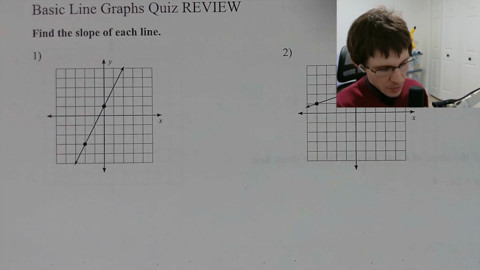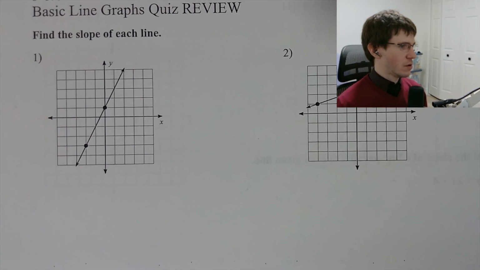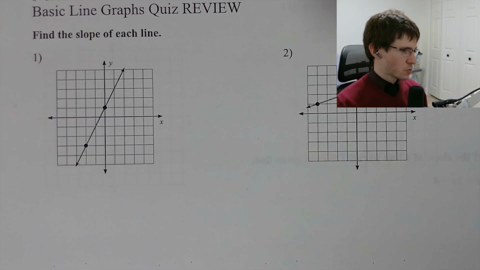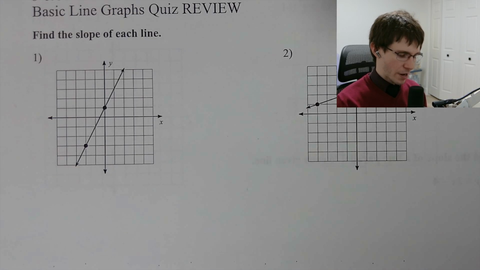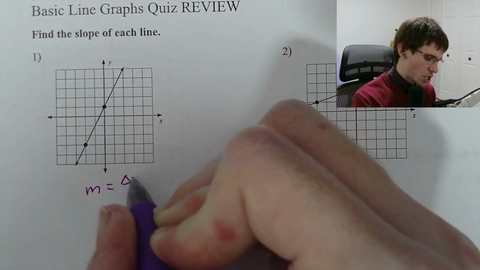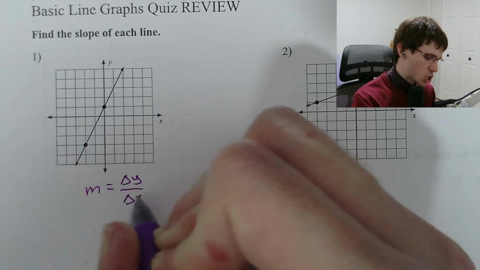So there are two different main ways to find the slope. However, the easiest way by far is by counting. You always want to start with the left-hand dot, move straight to the right until you run into where the right-hand dot is, and then go straight up or down. As a reminder, your definition here is going to be that change in y over that change in x.